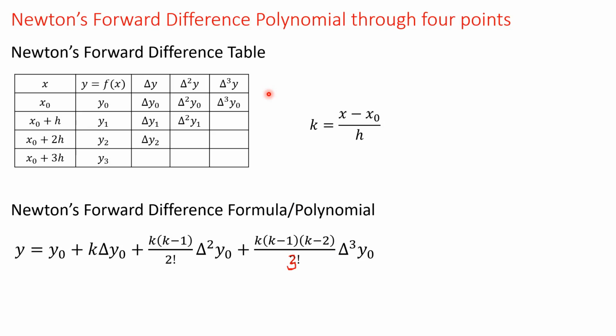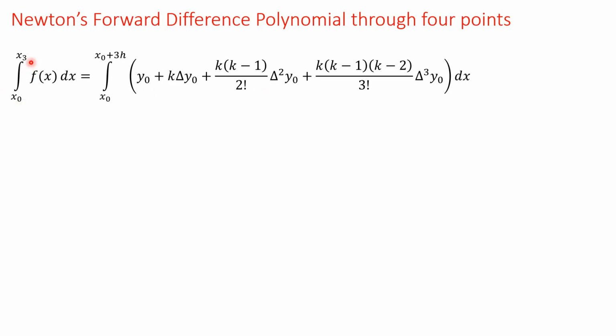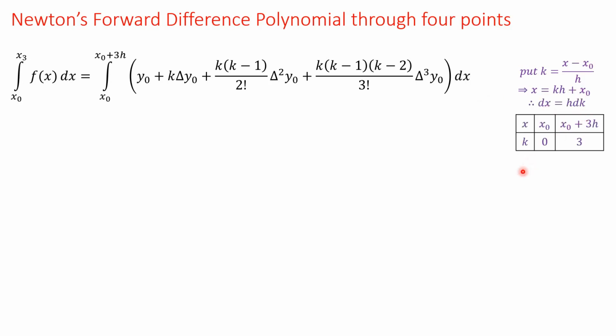Okay, now let us integrate this. Integration from x0 to x3 of f of x dx is integration from x0 to x0 plus 3h, because all the points are equidistant. In place of f of x, now we will use its approximating polynomial dx. Now here we will again use the substitution k is equal to (x minus x0) upon h. So x is equal to k times h plus x0, and therefore dx is h dk, and the limits will change. The new limits for k will be 0 to 3.